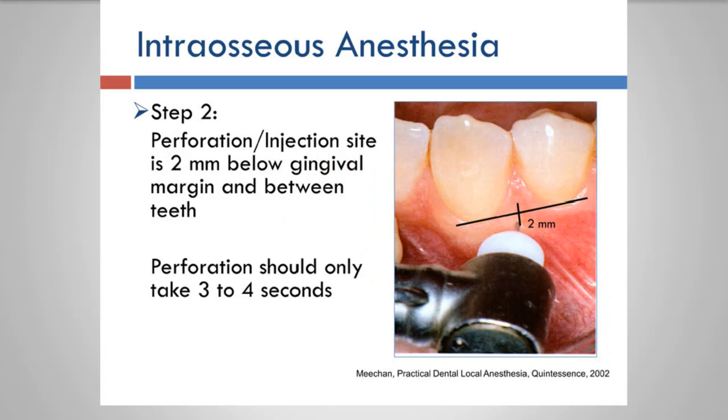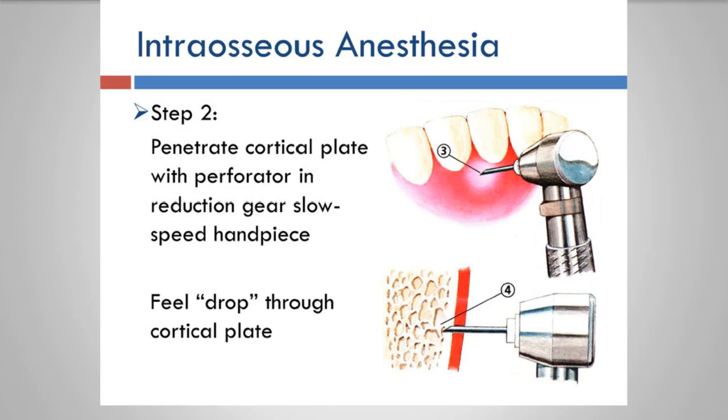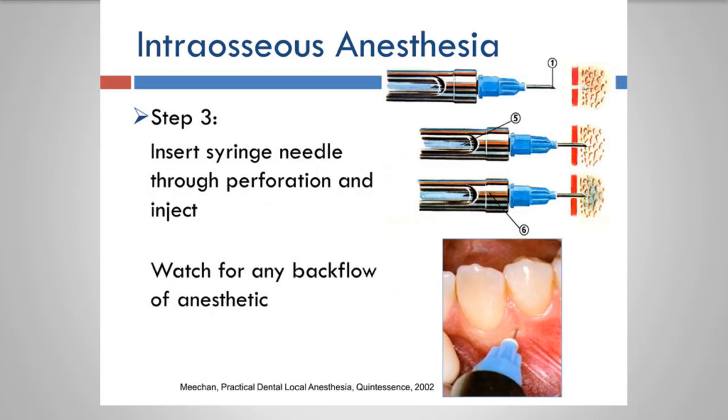You don't want to risk grabbing the free gingival tissue and tearing it there. So you make a hole through the tissue. You'll feel the perforator penetrate through and drop through into the cortical space. Then you take that out. Now you come back with your needle. You need to find that hole at just the right angle and insert the needle through. Now you can inject your anesthetic into the bone there.